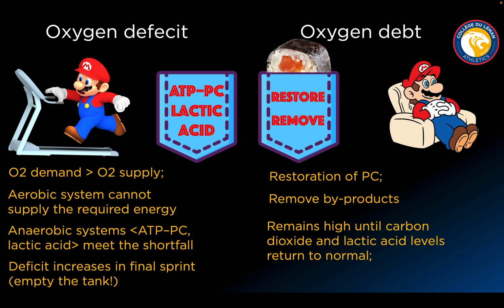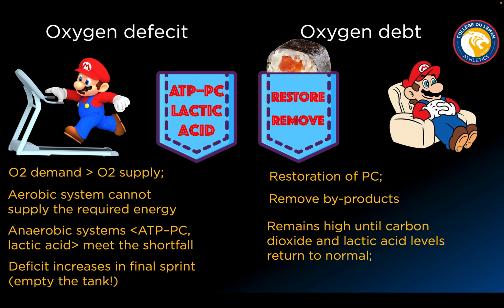So the deficit is happening. What could we say about that? We could say, well, the demand for oxygen is greater than the supply. The heart rate's not up there yet. We could say that the aerobic system can't supply the required energy. We can say that, therefore, the anaerobic systems, that's the ATP-PC and the lactic acid system, written on the pocket, they meet the shortfall.